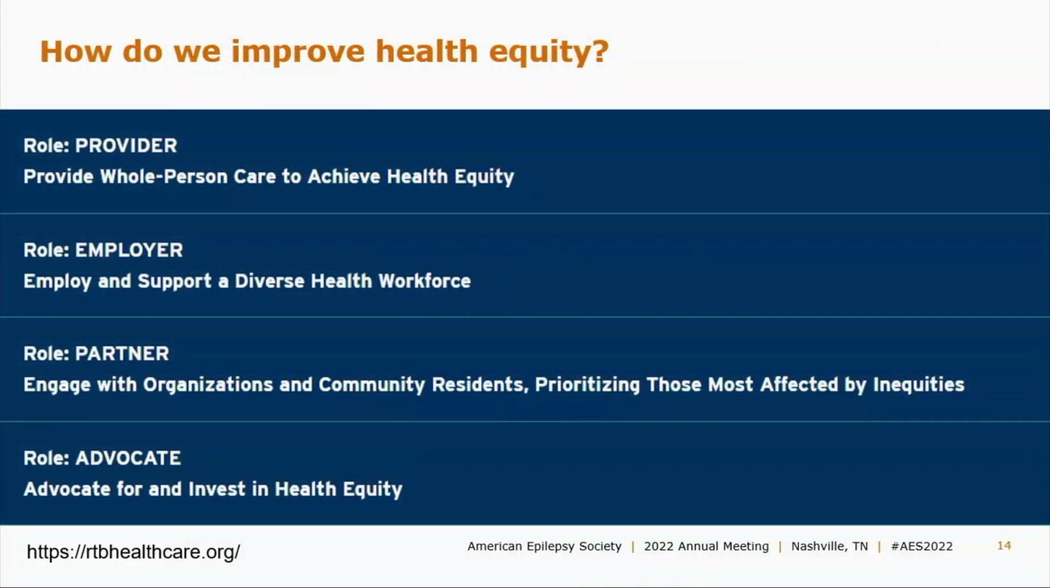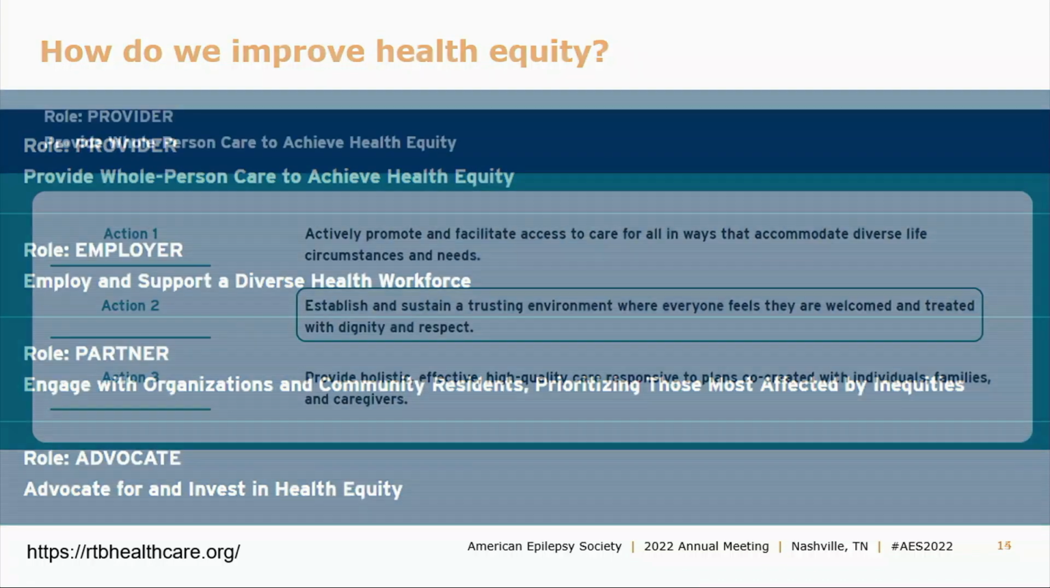So this is also from the Robert Wood Johnson Foundation. It's a framework called Raising the Bar, and it's talking about things that we can do to promote health equity. It goes into your role and some specific actionable items that you can do. I recommend taking a look at it. I think there are some great suggestions here, and I'm going to go through some examples.